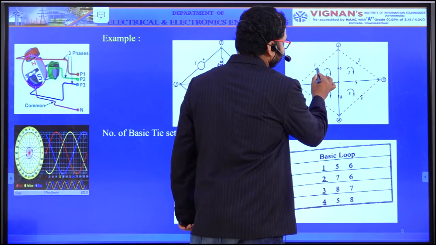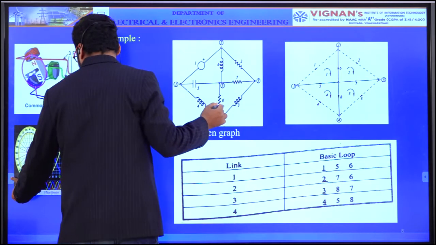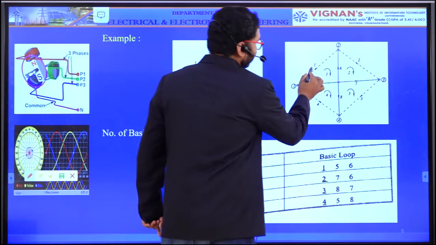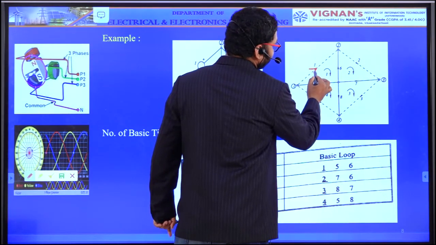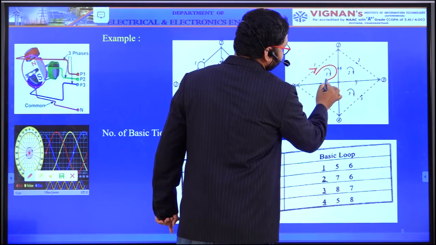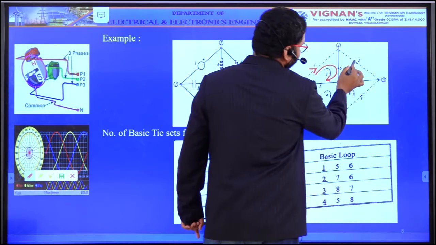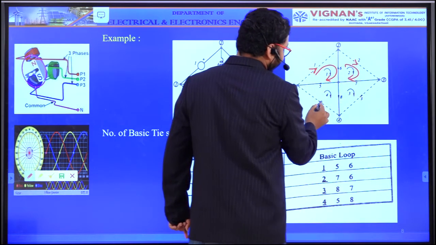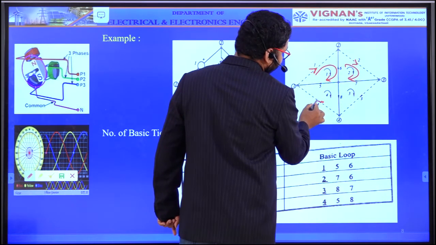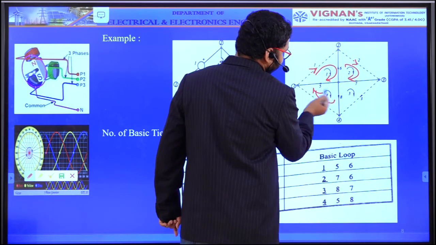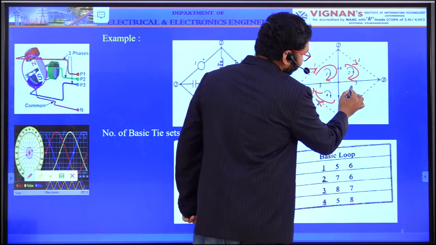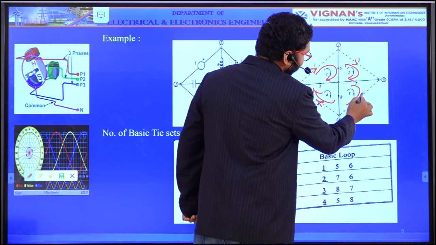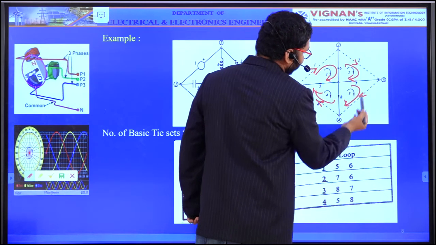It means the link direction is for 1. What is the link direction? For link 1, this is the link 1 direction, right? So it means the tie set direction is like this. For this, the link direction is like this, which means the tie set direction is like this. Similarly, for the last one, the link direction is like this, so the tie set direction is also like this.